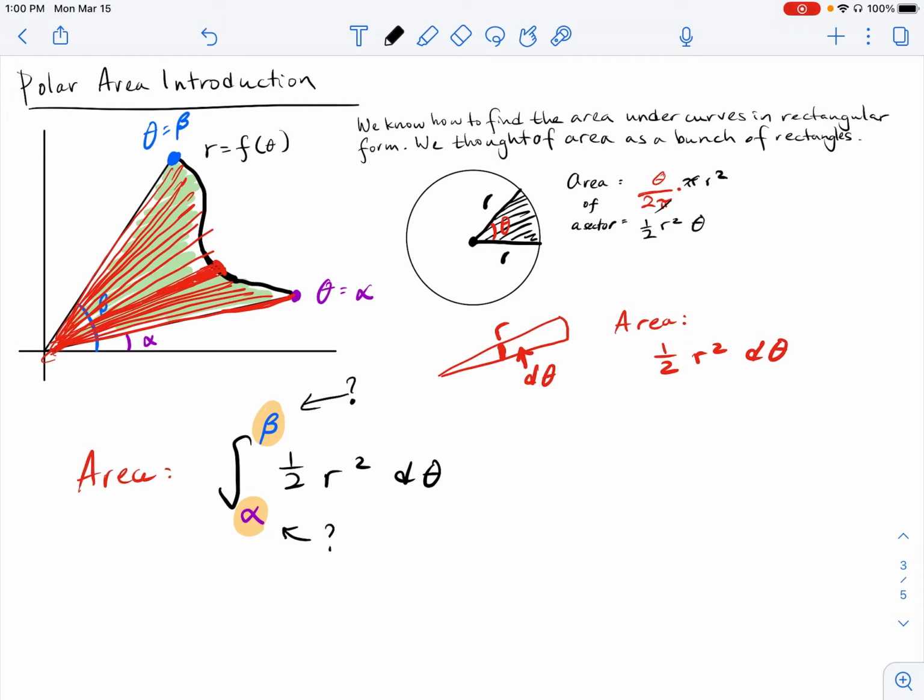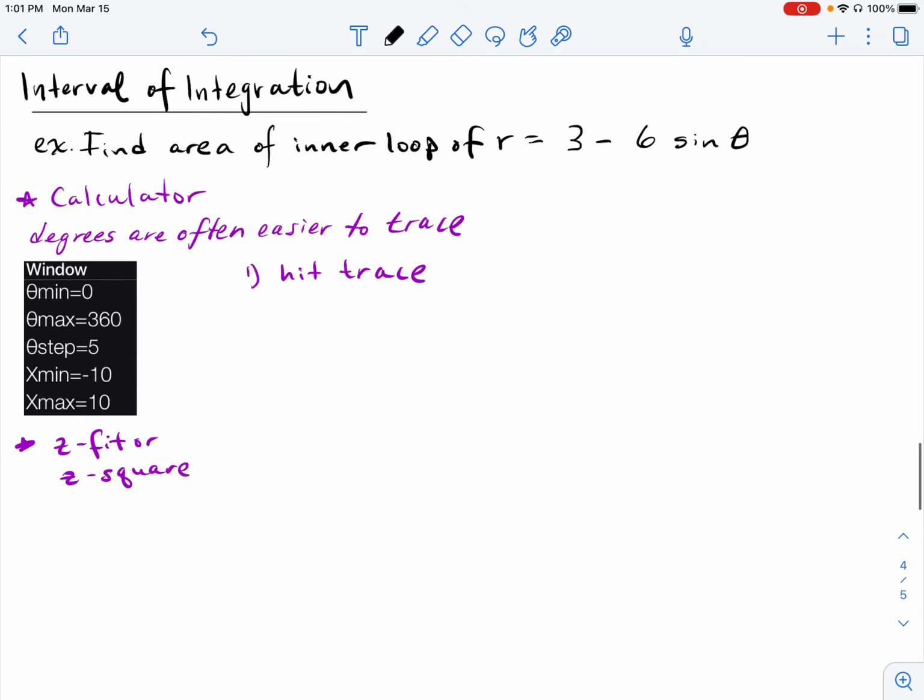So I want to spend some time actually talking about finding what we call the interval of integration. Or in other words, what are our bounds of integration? So let's start with this problem here. And before we start, I'm going to encourage you to have your graphing calculator in front of you. It's again another pretty heavy graphing calculator lesson, so I'm going to try my best to explain this over this recorded lesson. But we're going to go ahead and find the area of the inner loop of r is equal to 3 minus 6 sine theta.